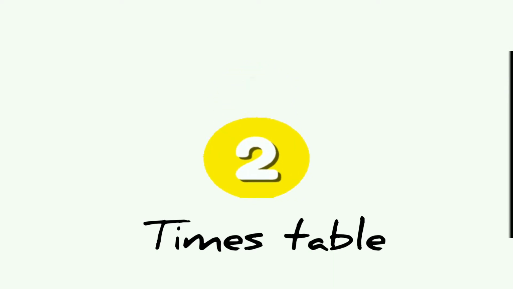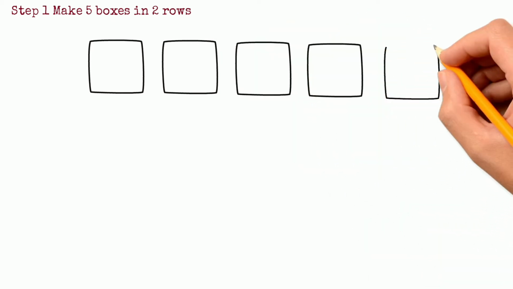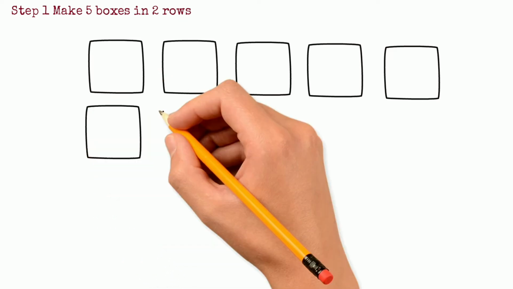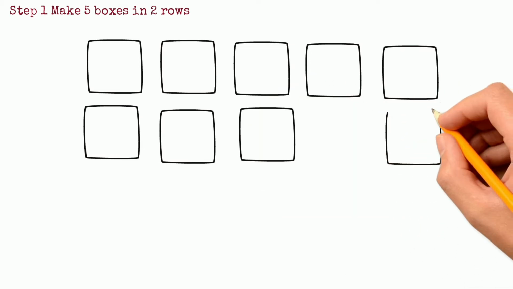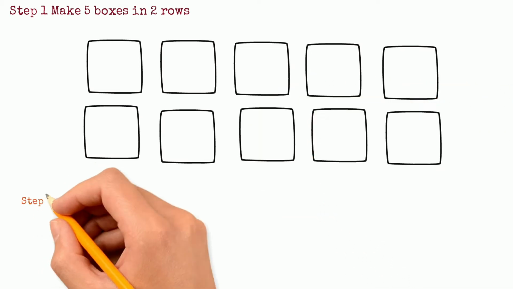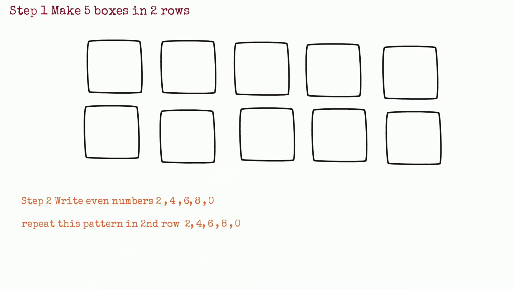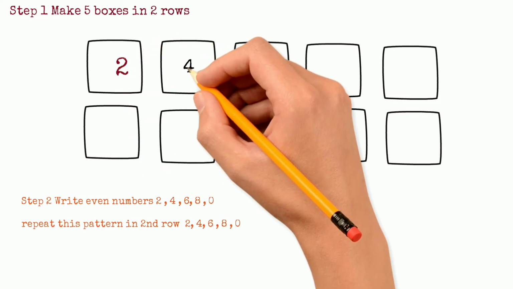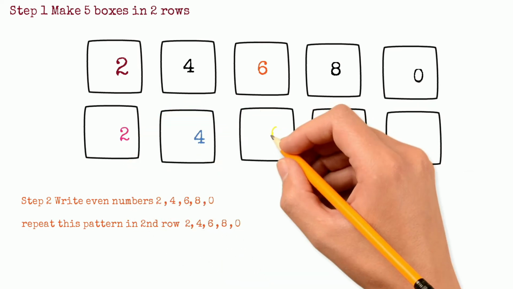Two times table. So step number 1, you need to make 5 boxes in 2 rows. Now step number 2, you need to write even numbers that are 2, 4, 6, 8, 0, and you need to repeat this pattern for the second row.